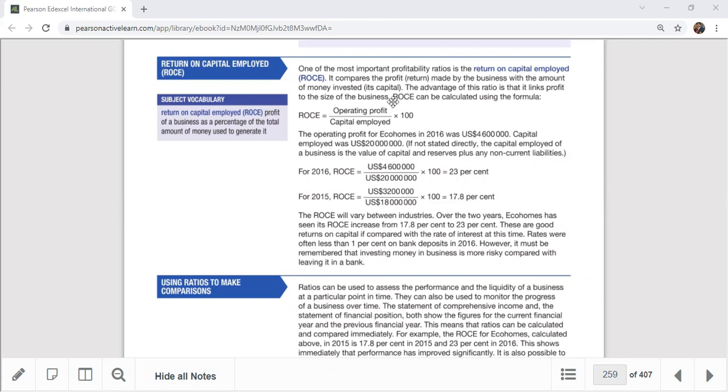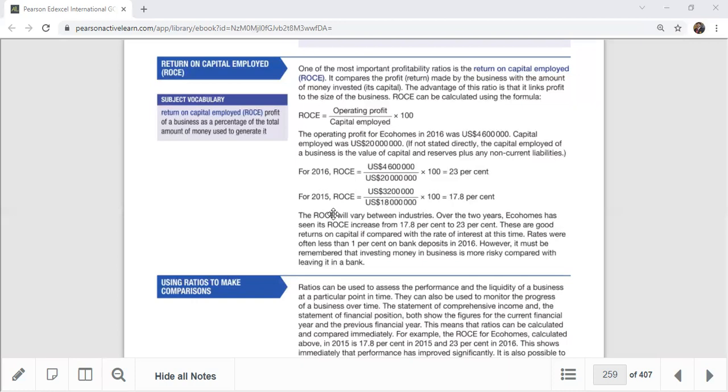It compares the profit made by the business with the amount of money invested, that is, the capital. The advantage of this ratio is that it links profit to the size of the business organization. ROCE can be calculated using the following formula: ROCE equals operating profit divided by capital employed, multiplied by 100.